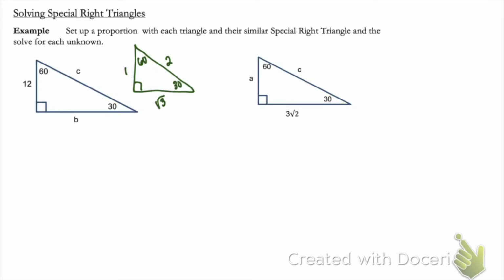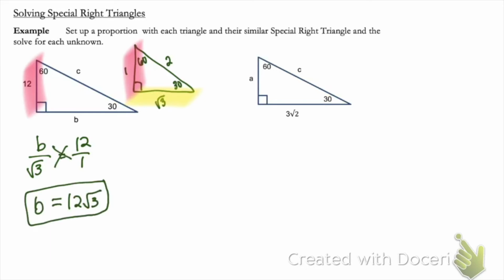Okay, so let's start with solving for B. We're going to set up a proportion like earlier, so we're going to have side B over the side that's proportionate to it, which is this side right here between our right angle and our 30 degrees. And then we're going to set it equal to a proportion that we know both of, and that in this case would be 12 and 1. We are going to cross multiply and solve.